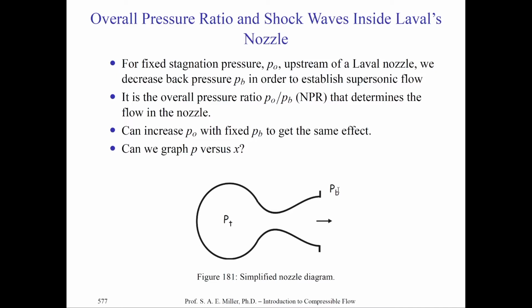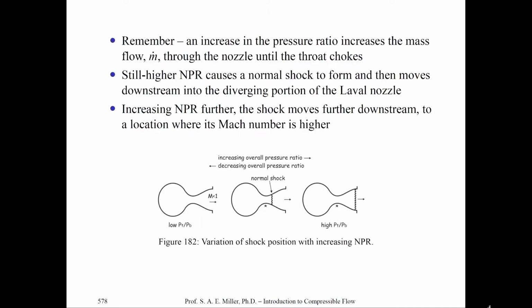Now notice the overall pressure ratio, P0 over PB, the nozzle pressure ratio, NPR, will determine the flow through the whole nozzle. The temperature ratio typically changes velocities, but it doesn't change the general structure of the shock waves and their positions. It's a relatively weak relationship there. So we can also increase P0 and fix PB to get the exact same effect. So you see it's only the ratio of the pressures that really matters and not the actual absolute values so much, as long as they're in a reasonable range. And of course we want to graph P versus X, and we've done this before.